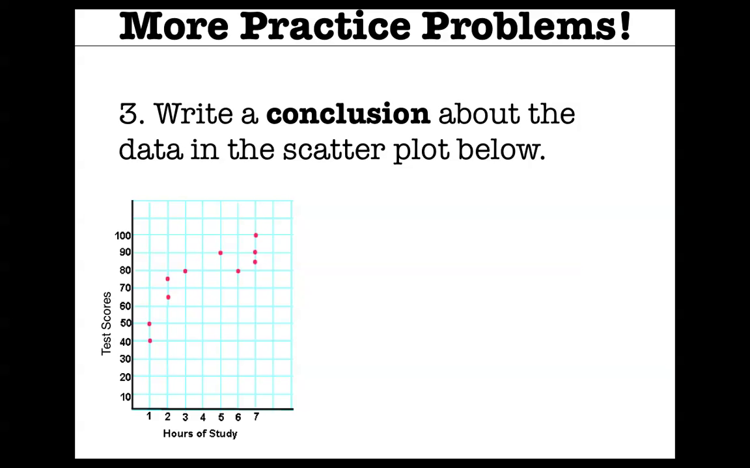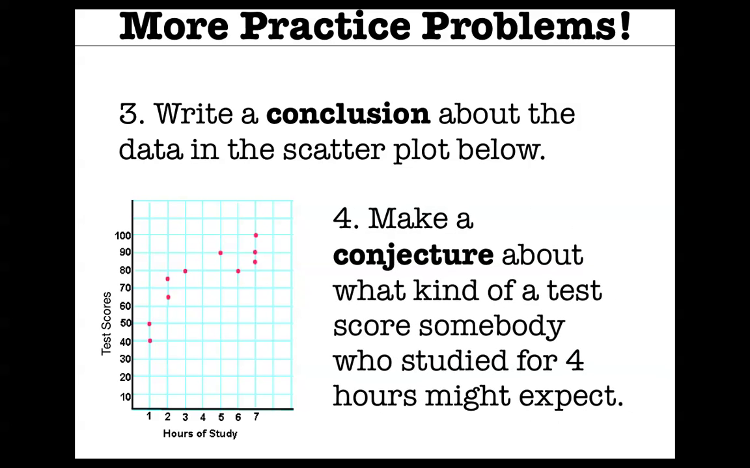Number 3, if I give you this scatter plot about how much some students studied and what they got on their test after they studied, give me a conclusion. What's the point? And then, finally, make a conjecture, an educated guess, a hypothesis about what kind of a test score somebody who studied for 4 hours might expect to get. Conclusions, conjectures. That's the main point of this, and we are done.